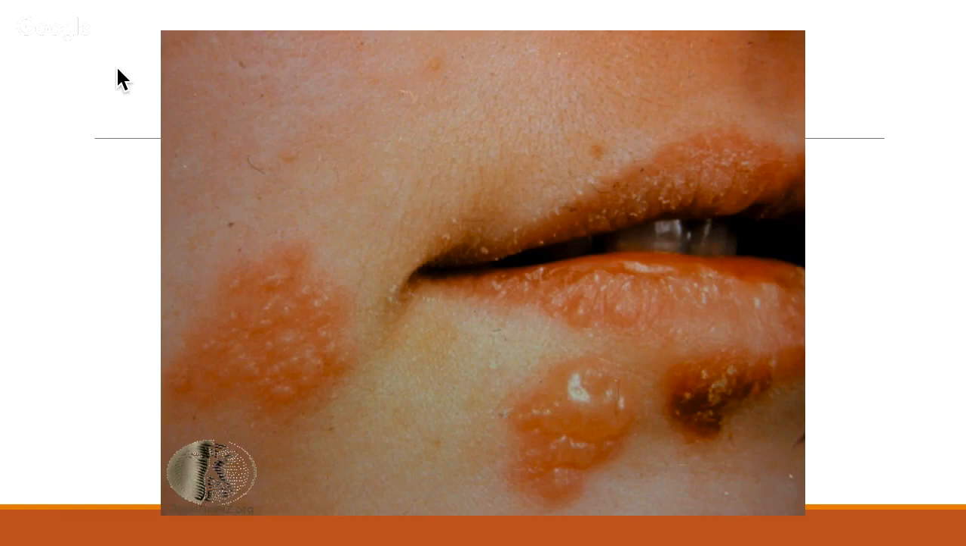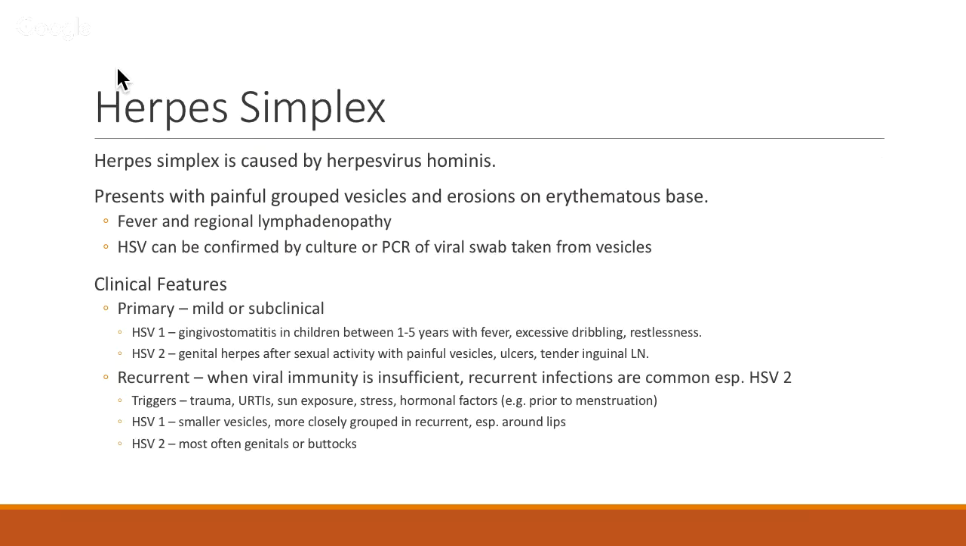This is herpes simplex. So painful grouped vesicles very frequently occurring around the mouth, so gingivostomatitis, but you can also get HSV2, which is more commonly associated with genital herpes. Although with HSV1 and HSV2, it's not like HSV1 has to occur on the mouth. There can be quite a bit of crossover as well. But classically, HSV1 for gingivostomatitis and HSV2 for genital herpes.